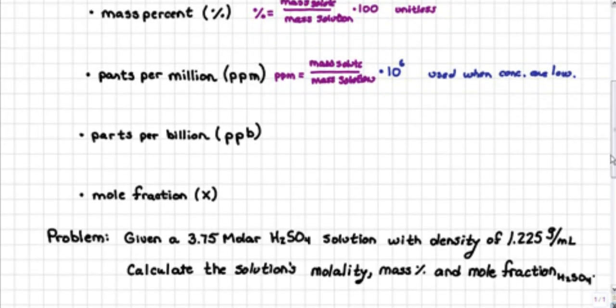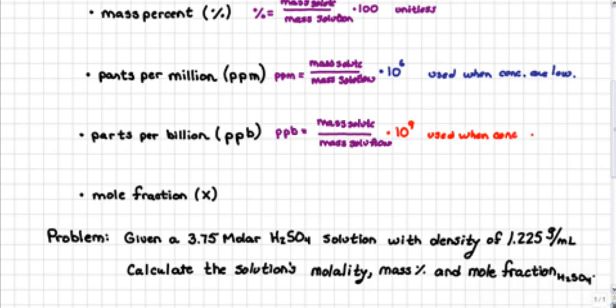However, there are situations where the concentrations are even lower, very, very small amounts, and in those cases we use parts per billion. The recipe is exactly the same, except for the multipliers. You'll see we take mass of solute, divide by mass of solution, and this time we multiply by a billion, 10 to the 9th. All right, this is used when concentrations are very low.